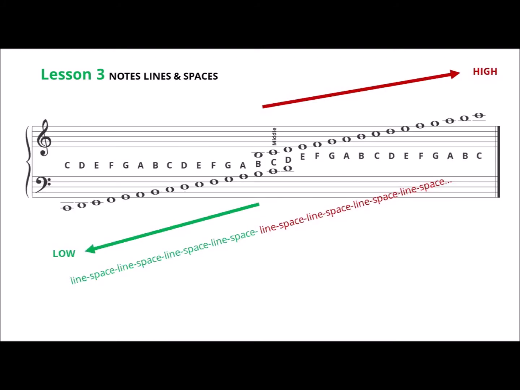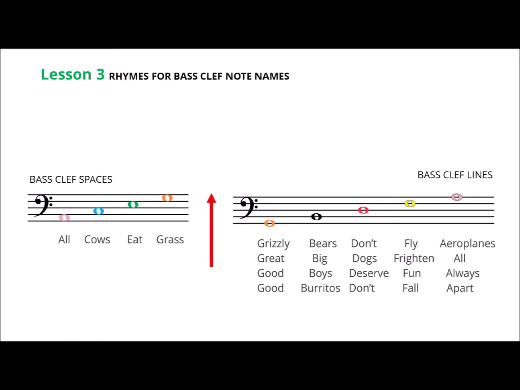Notes that appear low on the page or staff sound low, and notes that appear high on the page or staff sound high. As you move up note by note, the pattern of notes in line, space continues. As you can see, some of the notes between the staff can be written in more than one way.